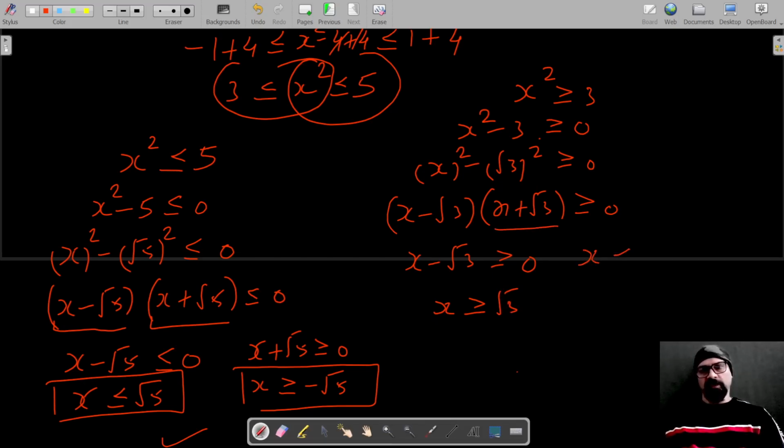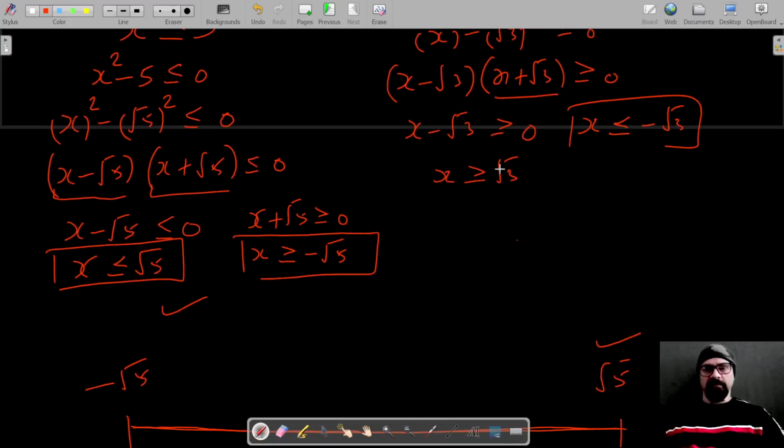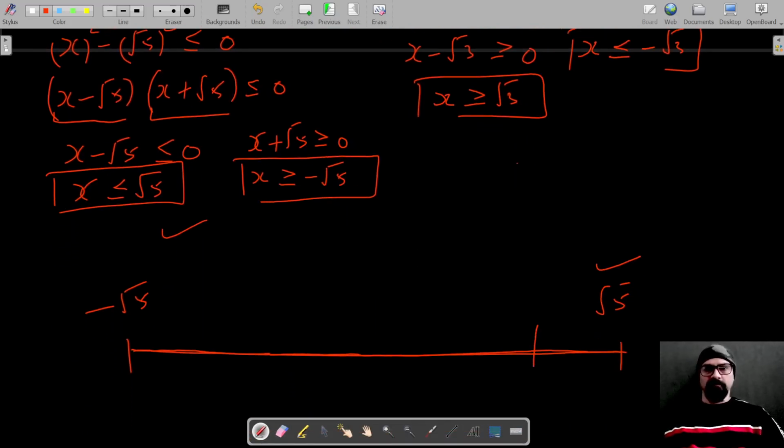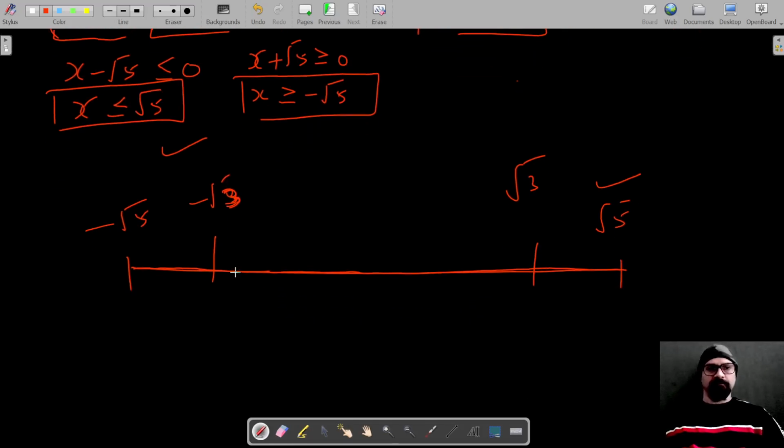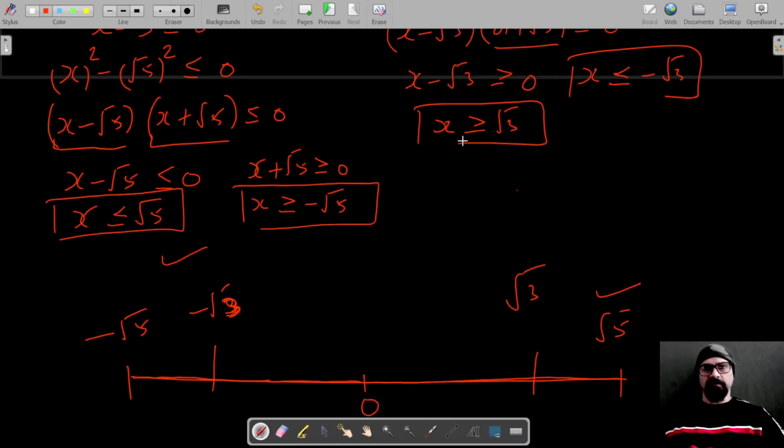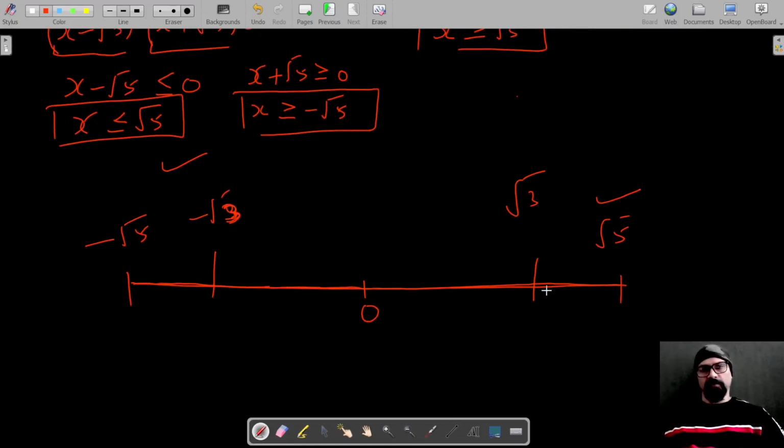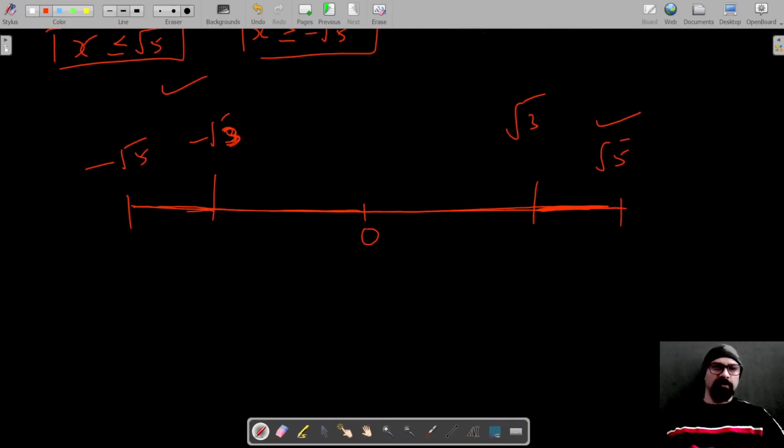And the other gives me that x should be less than or equal to negative root 3. If I plot these values of x on the number line, root 3 should be somewhere here and negative root 3 should be somewhere here, and this is 0. So x greater than or equal to root 3 means this region, and x less than or equal to negative root 3 means this region.